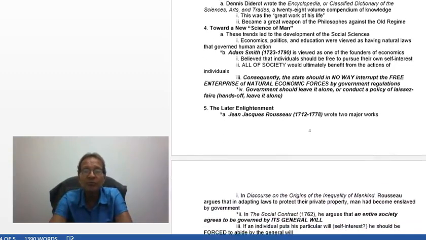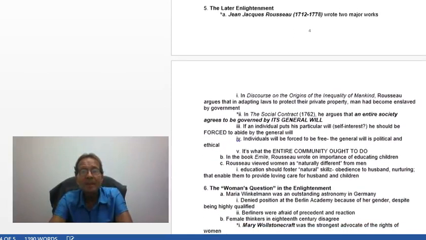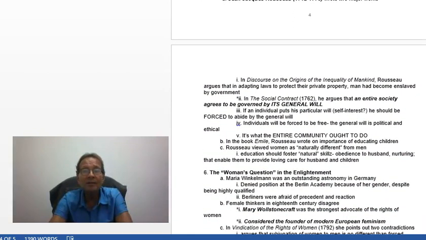Later Enlightenment, Jean-Jacques Rousseau, in the Discourse on Inequality, he argued that in adapting laws to protect private property, man had become enslaved by government. And in the Social Contract, he argues that an entire society agrees to be governed by its general will. So if an individual puts his particular self-interest above the general will, he should be forced to abide by that general will. And this is where totalitarianism in the modern world derived from.